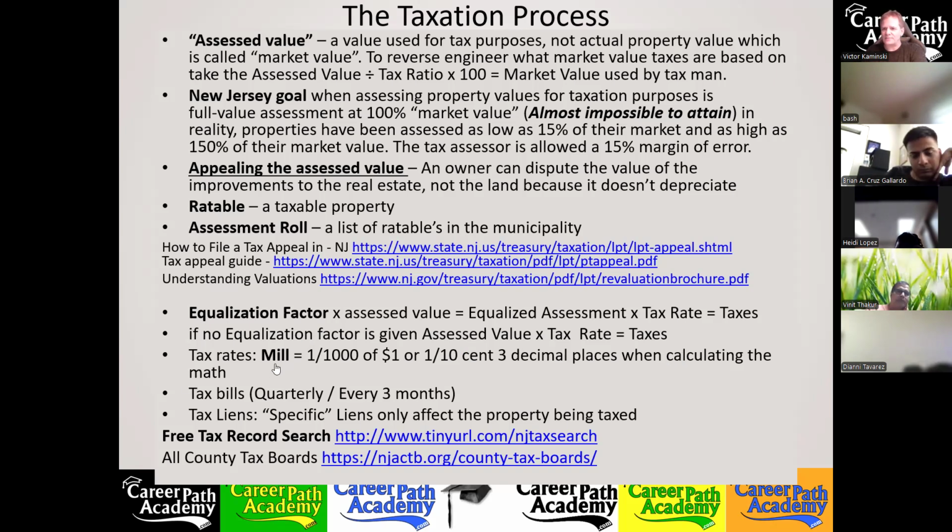You need to know for exams, because they'll always give you on exams either a math problem or just a definition of a mil. A mil is 1/1000th of a dollar or 1/10 of a cent. Your tax bills are given quarterly, which there are 4 quarters in a year and we got 12 months. So every 3 months you get your tax bill. You need to pay 4 times a year.